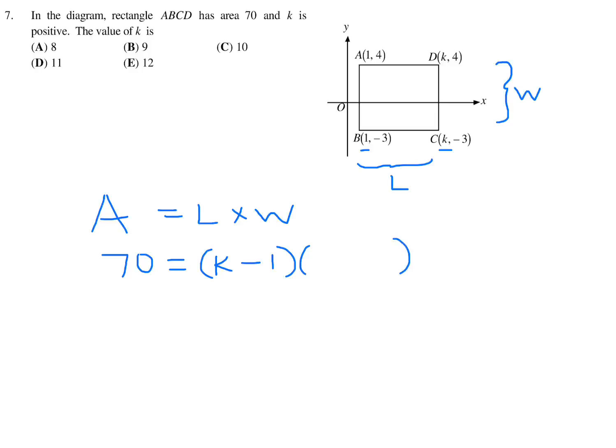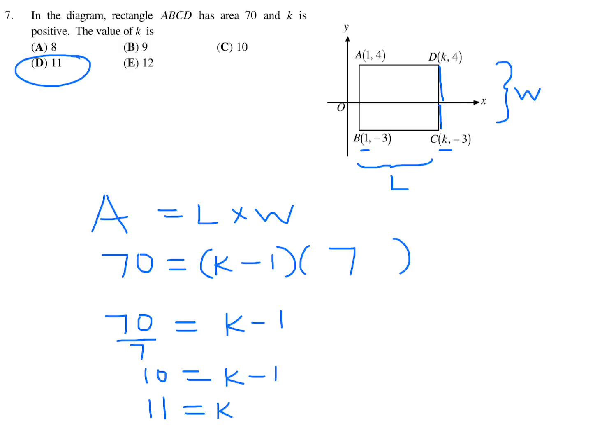And then the width, if you look at this part, from here to here is 3, and from here to here is 4. So the width is a total of 7. So then you just solve for this, and you get K minus 1 is 70 over 7. K minus 1 is 10. K is therefore equal to 11, which is choice D.